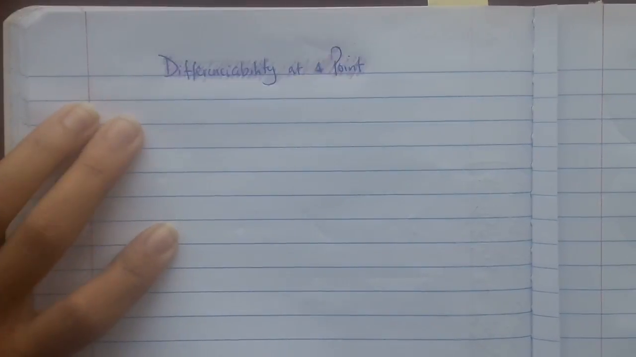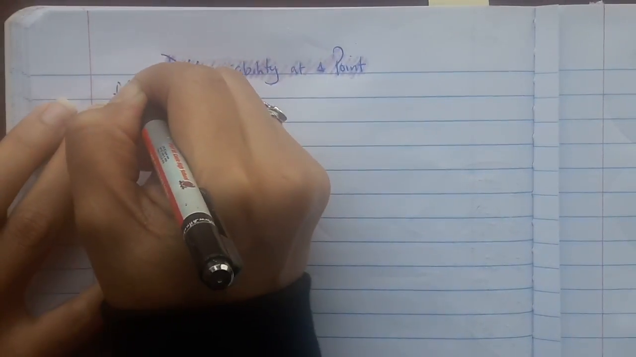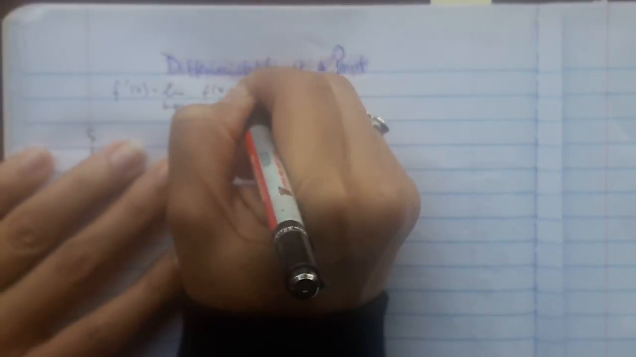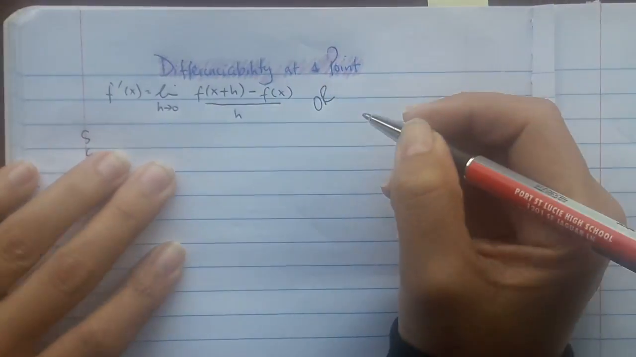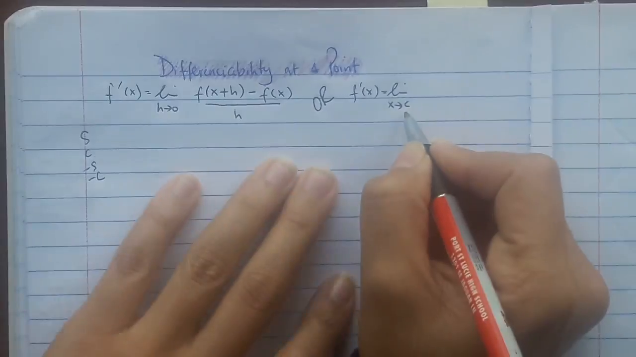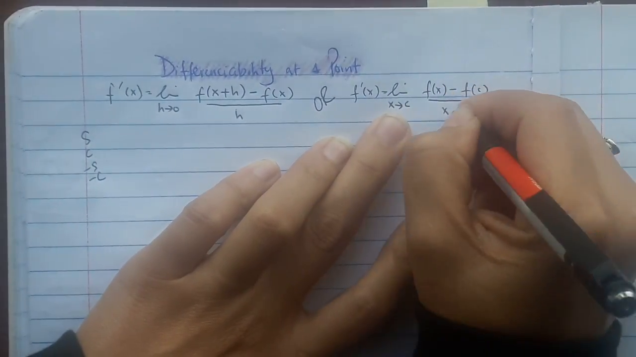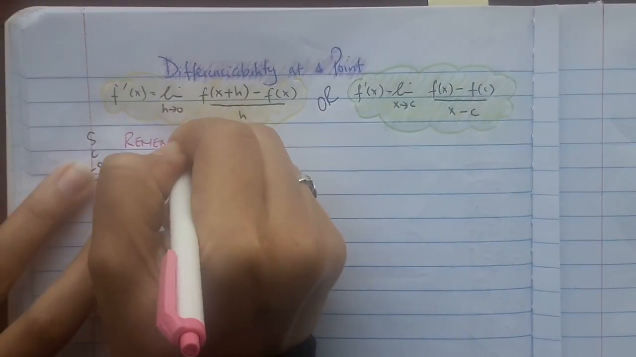Alright, so differentiability at a point. We've got two definitions going for us right now. The first one is what we did before: the limit as h goes to 0 of f of x plus h minus f of x over h. And then we've got the new one that we just introduced for differentiability, which is f prime of x is the limit as x goes to c of f of x minus f of c over x minus c. So you need to know both of them, or at least how to get one from the other.